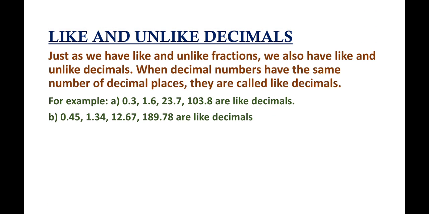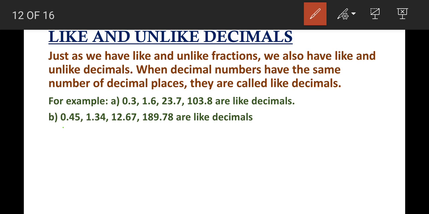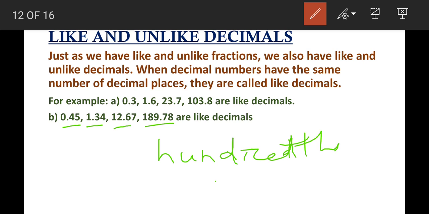Come to one more example: 0.45, 1.34, 12.67, 189.78. In all these cases, the decimal places are the same. Each contains two digits after the decimal point; the first digit is tenths and the second digit is hundredths. So all these contain the same number of decimal places, and we can say that all these are like decimals.